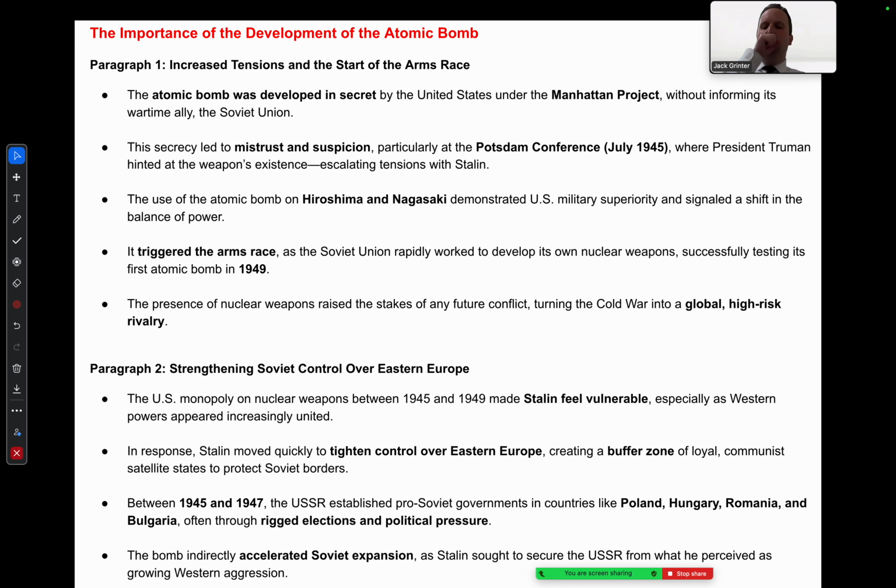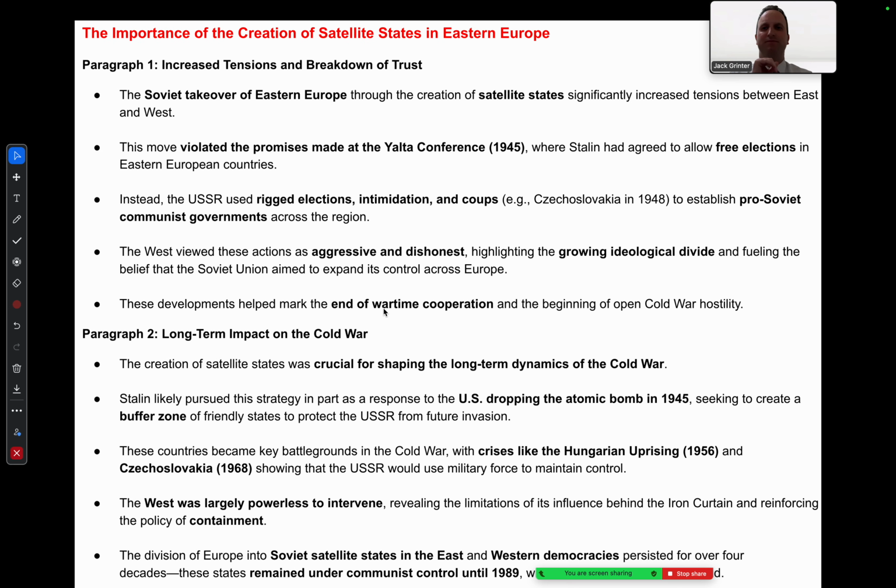Okay, so if you got asked the question, why was the development of the atomic bomb important? You can say increased tension, and it's starting the arms race. That would be the main thing I'd do in there. You could also say, second paragraph, how it strengthened Soviet control over Eastern Europe. So remember all about that buffer zone and how Stalin wanted to make the Soviet Union more secure. So it says there, tighten control over Eastern Europe.